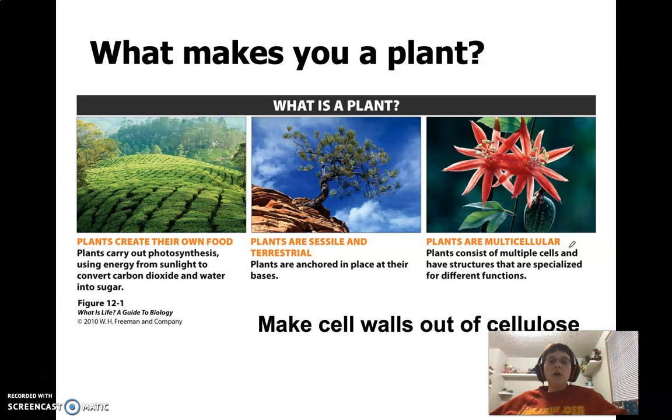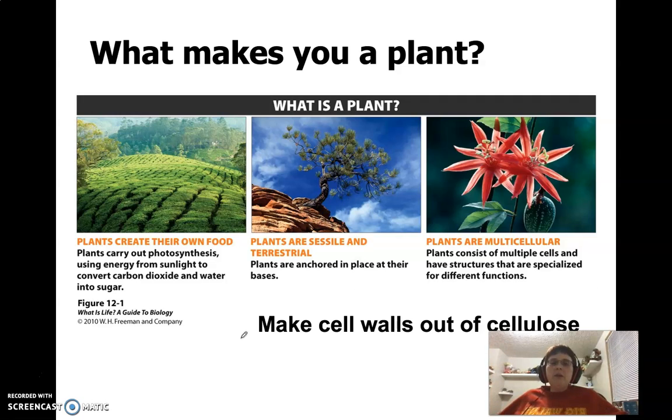Plants are also multicellular. This is another reason why a lot of the plant-like protists are in the protist group, because they are often single-celled organisms, and you have to be multicellular with specialized structures in order to be called a plant.